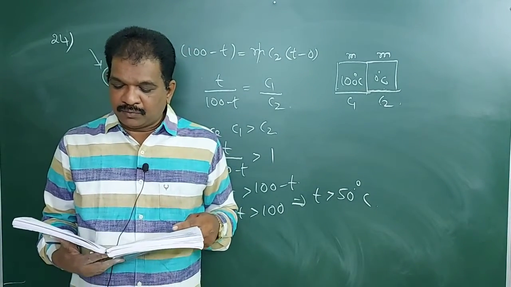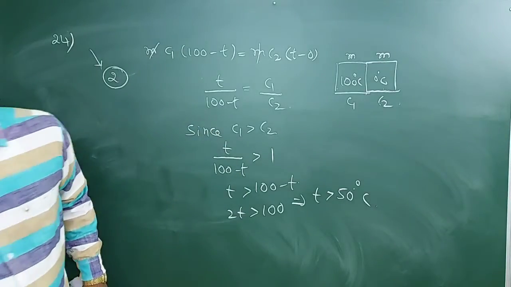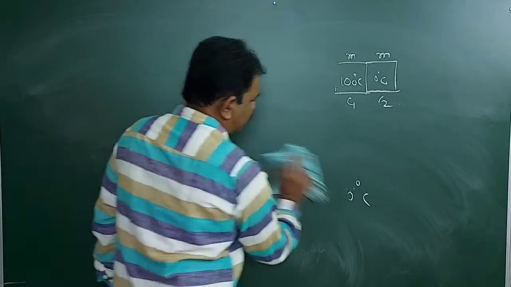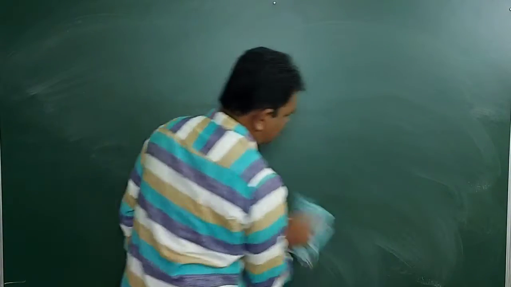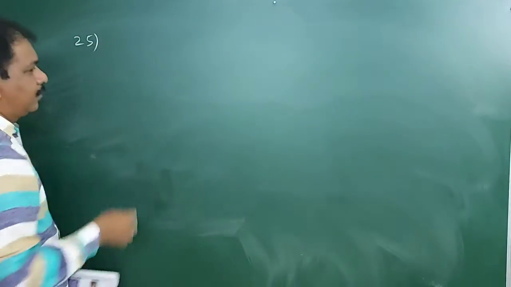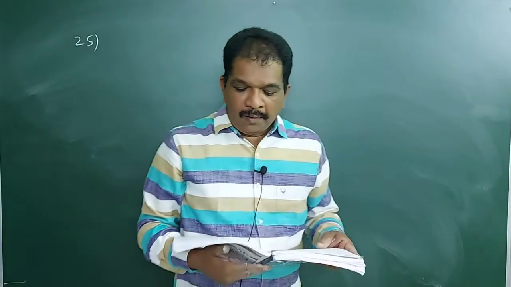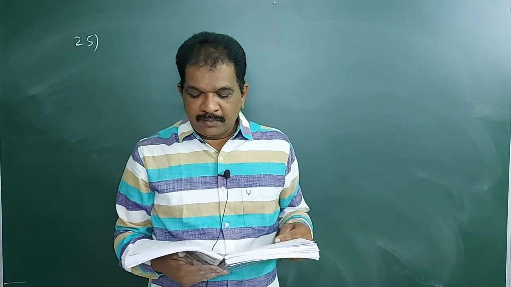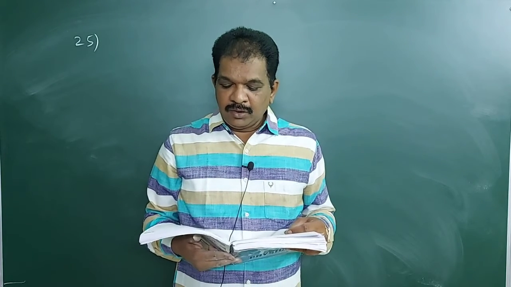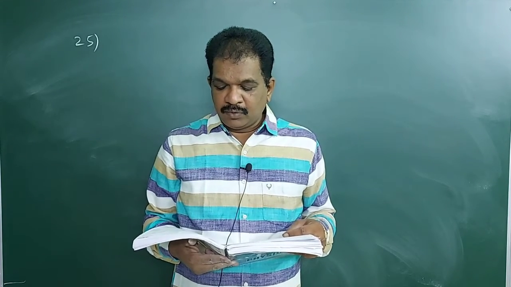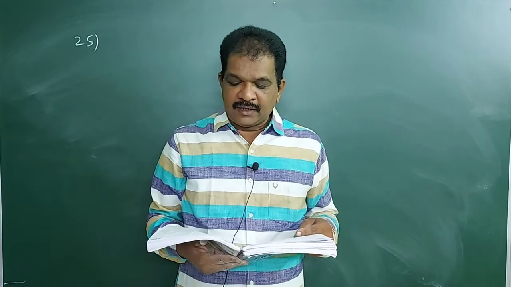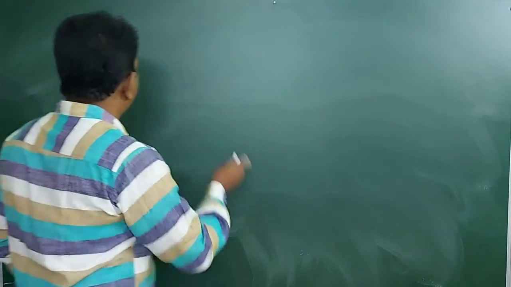Next, 25. What they are asking, see. A body cools from 3T to 2T in 10 minutes. Room temperature is T. Assuming Newton's law of cooling is applicable, the temperature of the body at the end of the next 10 minutes is?